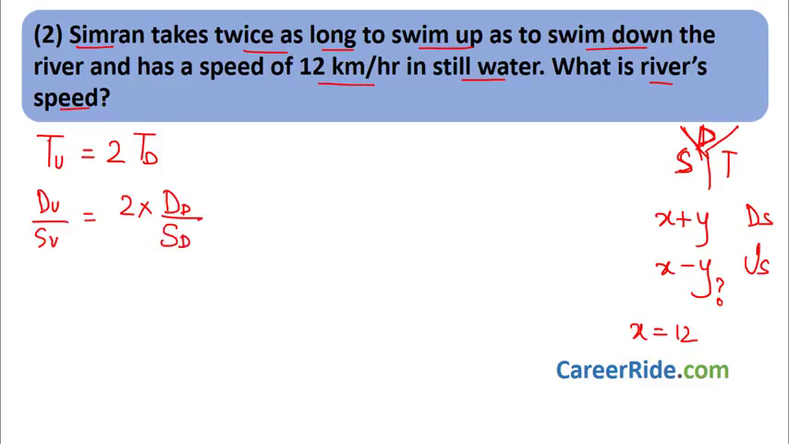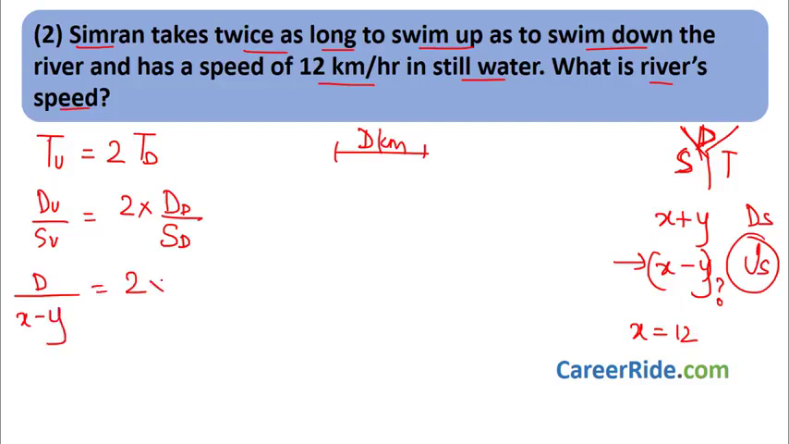Correct? Now, what is the distance upstream? Have they given? No. Let us assume that Simran travels d kilometers. So let us assume the distance traveled upstream is d kilometers. What is the upstream speed? Upstream speed is x minus y, we know that. So we'll write x minus y, that is 2 into downstream distance. Now here they have not mentioned how much distance Simran travels downstream. So we should always consider in such cases that the upstream distance traveled is the same as the downstream distance traveled. So here also the distance traveled is d.